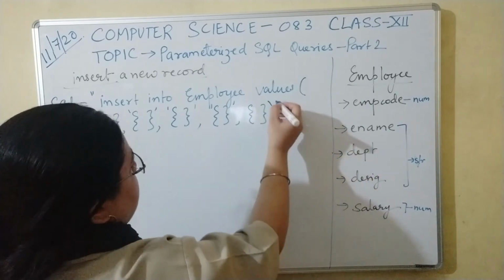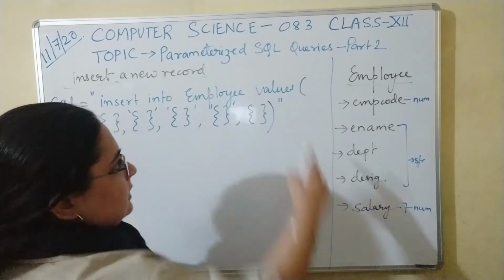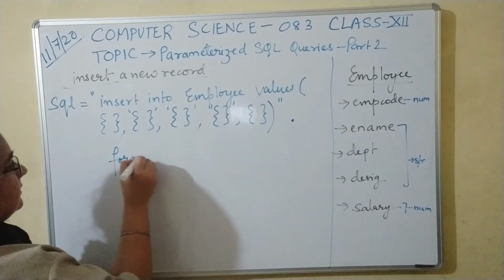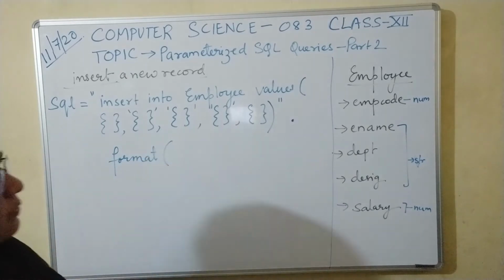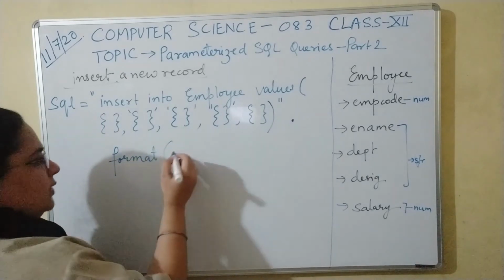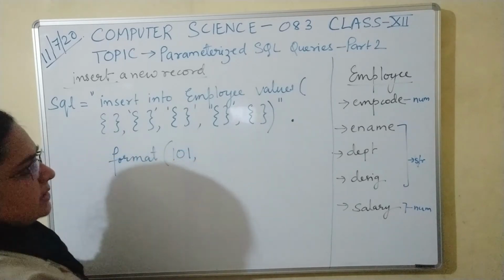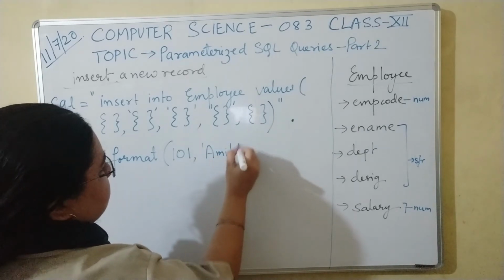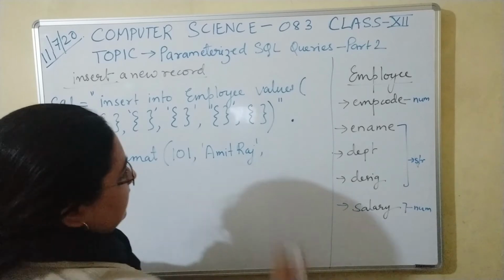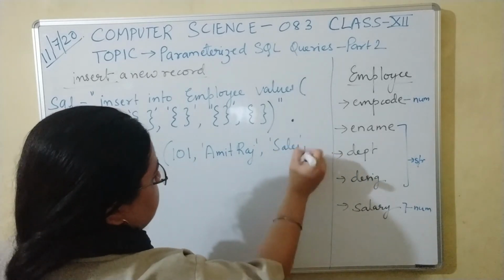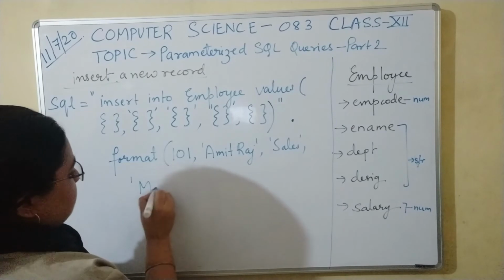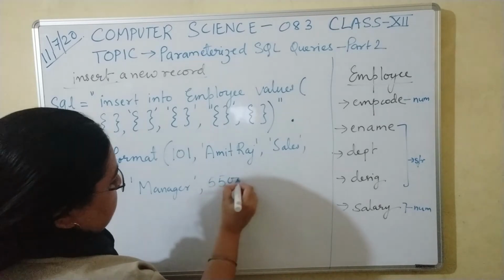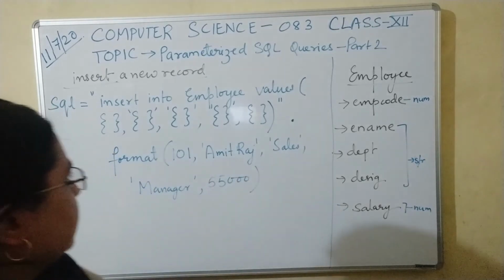Close this and close the quotes over here, then dot format. Now within this you have to go on specifying the values which you have asked from the user. Suppose I am simply taking the values directly here: 101, Amit Raj as the name, sales as the department, manager as the designation, and finally salary. This is what I have taken over here.